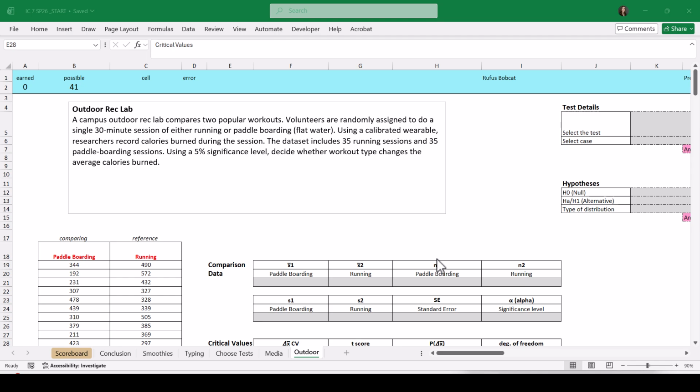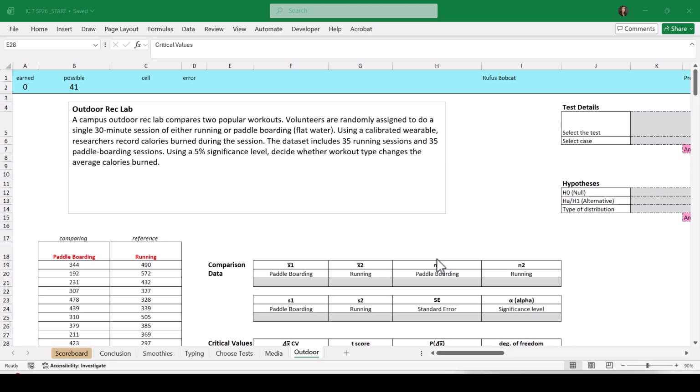In this tab, I'm going to go over the outdoor tab. So again, we always want to start by reading the research description. A campus outdoor rec lab is comparing two popular workouts. They took volunteers and randomly assigned them to do running or paddle boarding for 30 minutes. They recorded how many calories they burned.